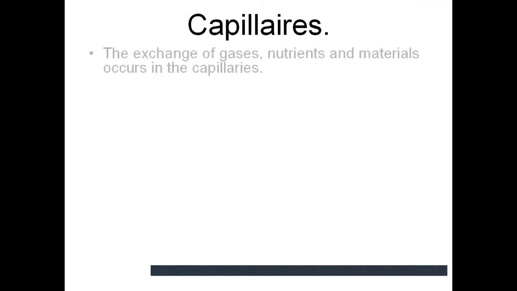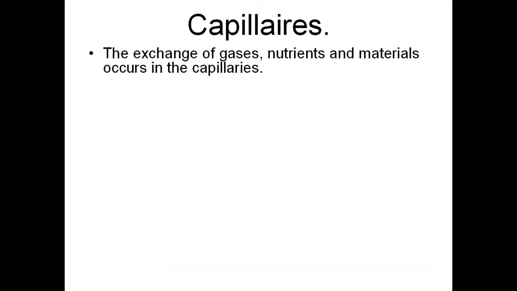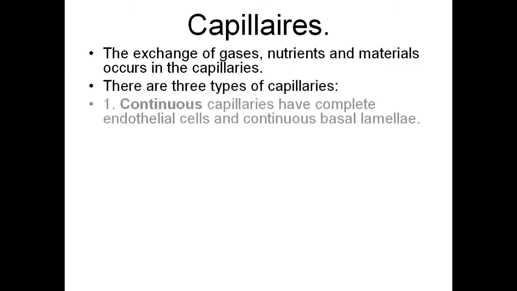And then we come to capillaries. The arteries end in capillaries. These are multiple branches of the artery, and the vessels get smaller and smaller and smaller. And this is where the exchange of gases and nutrients and other materials occurs, in these small blood vessels, the capillaries. And there are three types of capillaries that you ought to know about.